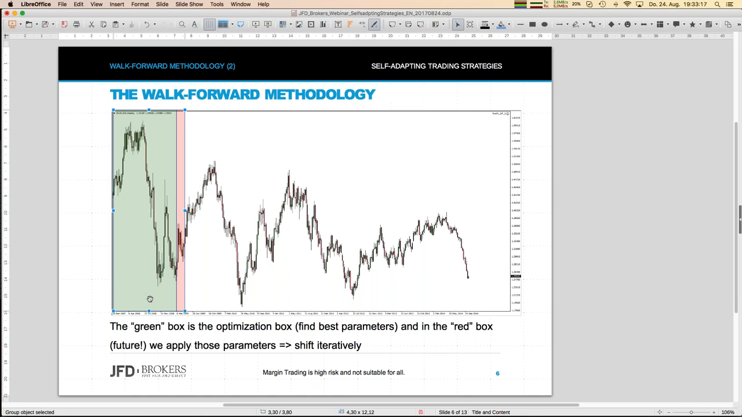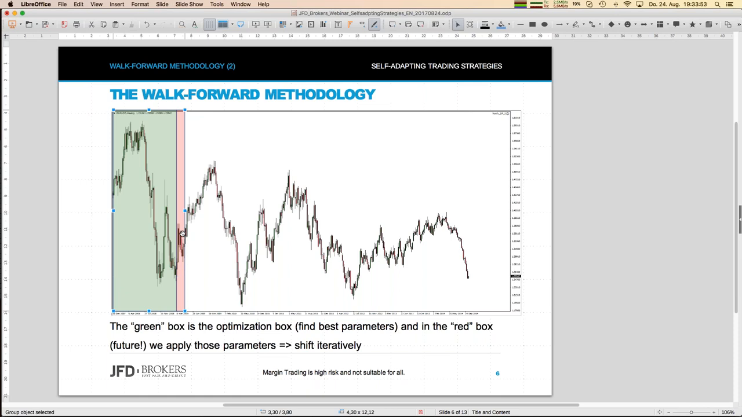But now the new point comes. That set of parameters is now applied in the future. And if I now talk about future, I can do that, because after that green box, we have prices as well. Those prices, those candles have not been part of our optimization process. But we can now apply our set of parameters, our starting time, end time, and so on and so forth.